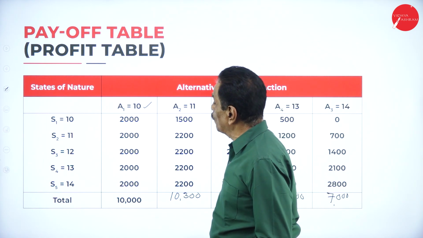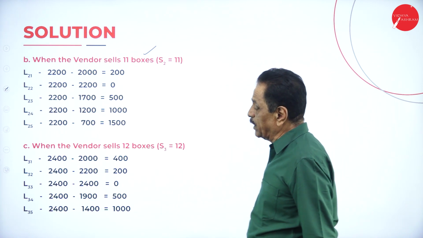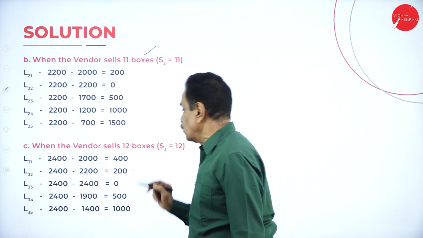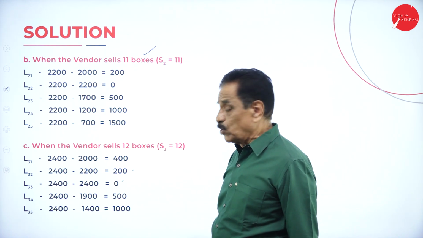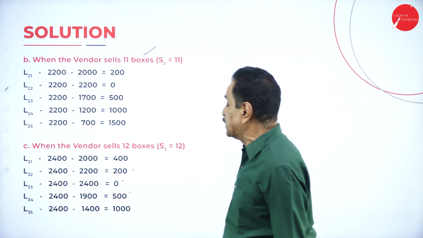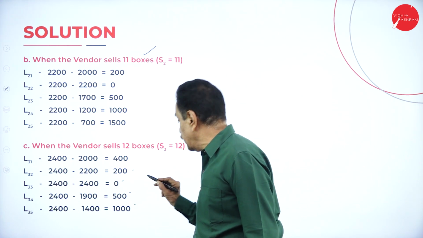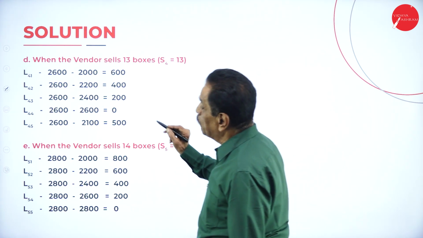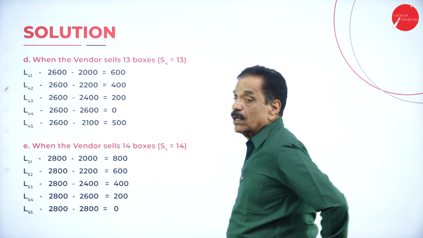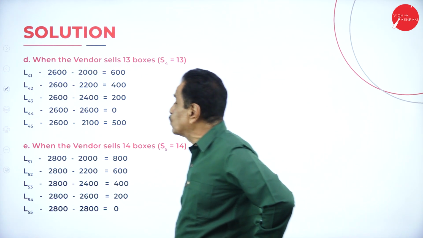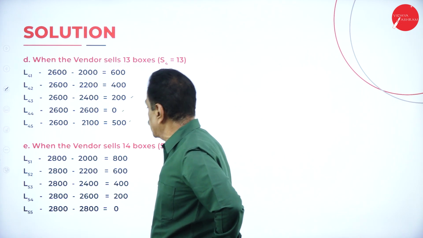For 12 boxes, highest is 2400. 2400 minus 2000 is 400. 2400 minus 2200 is 200. 2400 minus 2400 is 0. 2400 minus 1900 is 500. 2400 minus 1400 is 1000. Then 13 boxes, highest is 2600. 2600 minus 2000 is 600. 2600 minus 2200 is 400. Then 200, then 0, then 500.